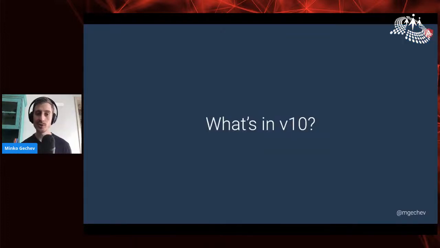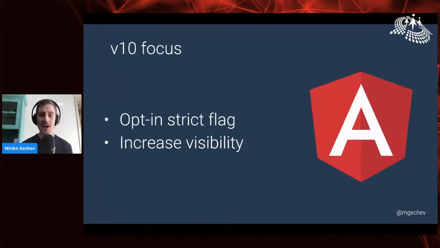Now let me talk to you about what is happening in version 10. That was a pretty long overview of different trade-offs that we have in software engineering. Version 10 is a pretty small release when you look at it. We are pretty much providing an opt-in strict mode, and we're also aiming to increase the visibility of what we have been building in the team to the community.